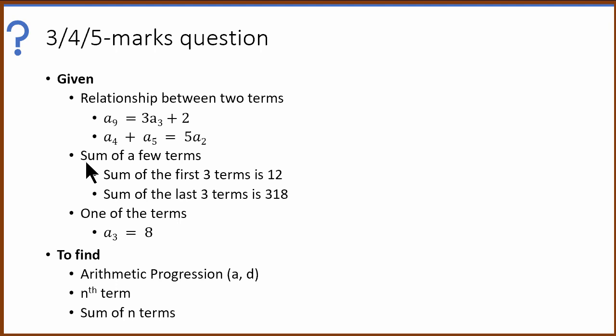And they may also give you a sum of a few terms. They might say the sum of the first 3 terms is 12, or the sum of the last 3 terms is 318, and so on. Or they might give you one of the terms. So they might say, okay, A3 is 8. What are you supposed to find? Either you'll be asked to find the entire arithmetic progression, which means you have to find a and d. You might be asked to find the nth term, or the sum of n terms. Let's see how to solve this problem.